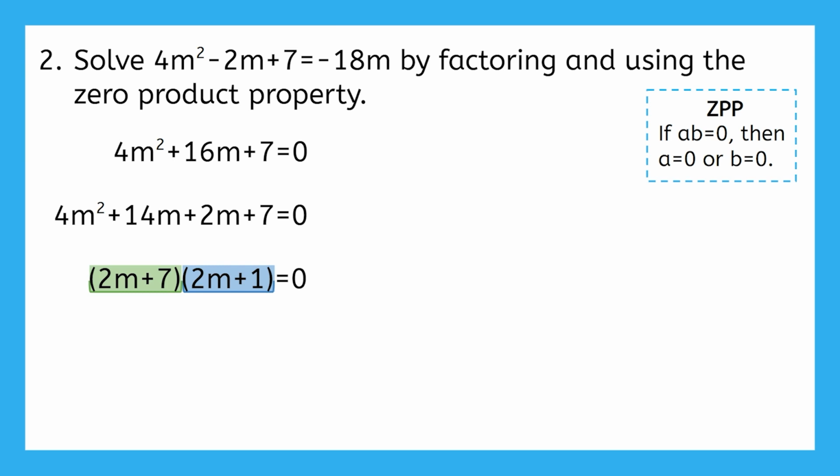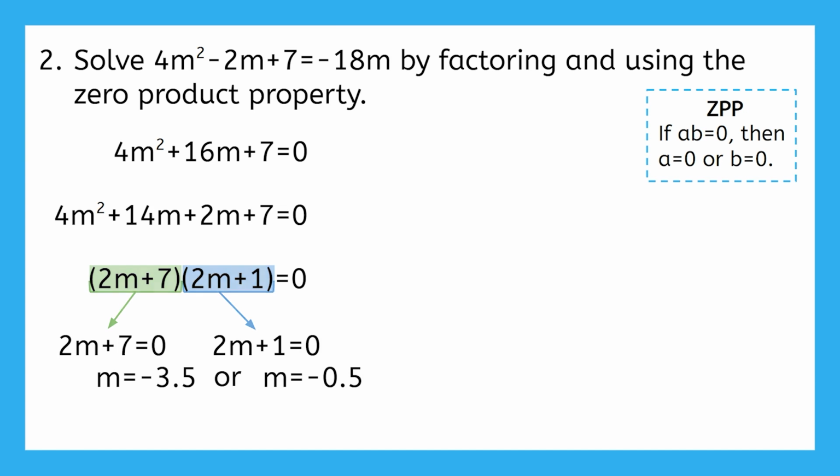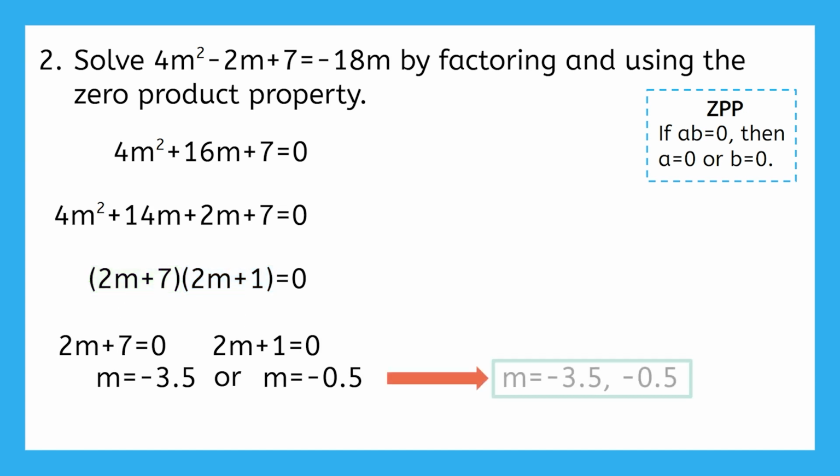The zero product property tells us that since they multiply to make 0, then either 2m plus 7 must make 0 or 2m plus 1 must make 0. We can solve both equations to see that m is either -3.5 or -0.5.